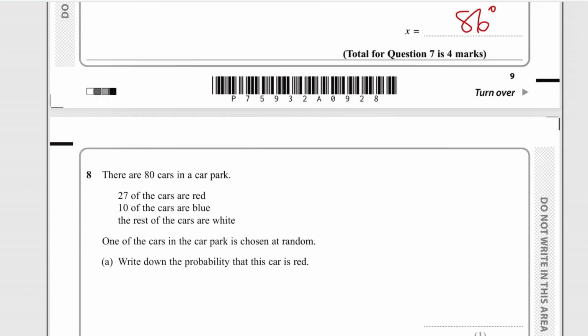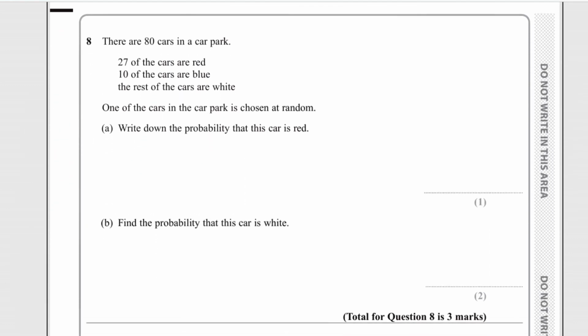Okay, we go to number 8. There are 80 cars in the car park. 27 are red, 10 are blue, the rest are white. How many are white? So there are 80 of them. 27 are red, 10 are blue, the rest. So you add 27 plus 10, that will give you 37. 80 minus 37 is going to be the number for white. So 80 minus 37 should be 43. Okay, I'm sure you can easily calculate that. 80 minus 37 is 43.